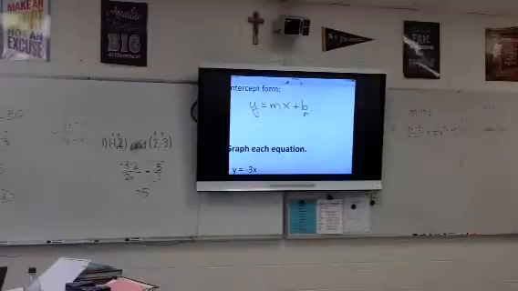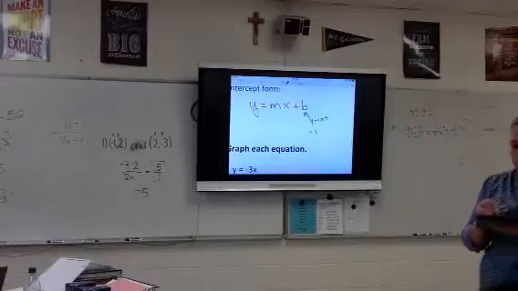Okay, so we have the y-intercept. What does the y-intercept mean? It's where it crosses the y-axis, right? Okay, we should know that. So this is what I call the start.